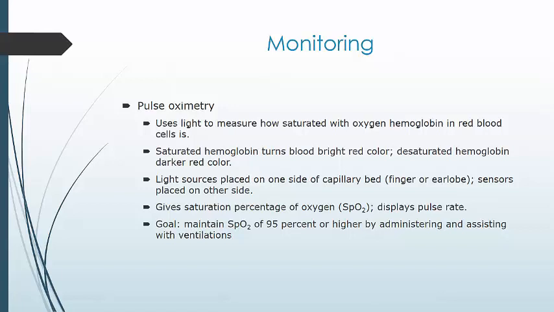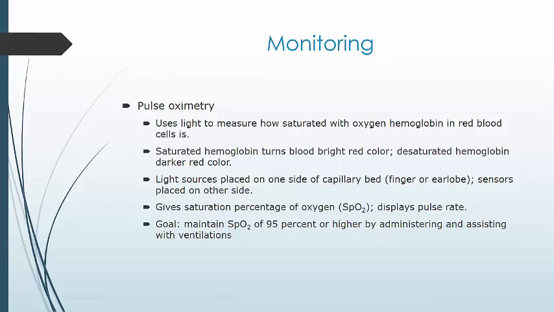All right. Readings 91 to 94% indicate mild hypoxia, 86 to 90% indicate moderate hypoxia, and 85% or less indicate severe hypoxia. Yes, the way it works, the lower the number, the worse off it is, right? So our goal is to maintain an SpO2 of 95% or higher, and if need be, giving them some oxygenation or assisting with ventilations.